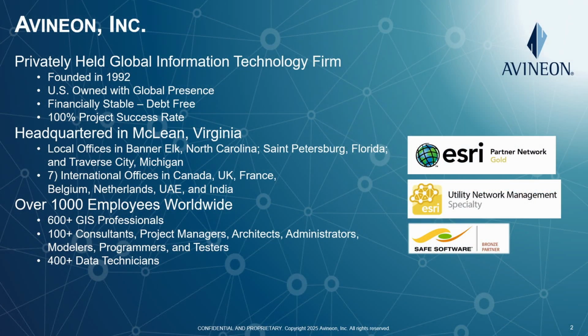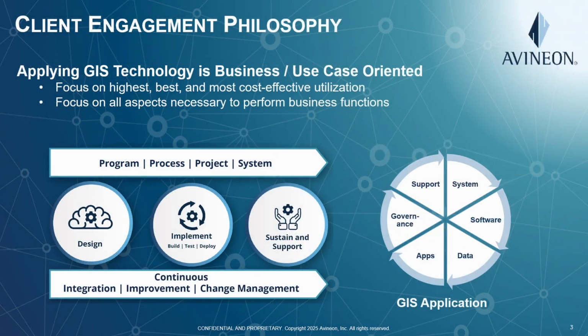So real quick, a little bit about Avinion. We are a professional services and consulting firm. We're an Esri partner. We do hold the network management specialty. And of course, we're also big users of FME and partner with Safe Software. A little bit about our client engagement philosophy is not really different from anyone else. We really want to understand what your problem is so that we can help and work with you to design a solution that's going to meet your business needs, and then of course help you implement it and move it into a sustainable model for you to keep on utilizing it.